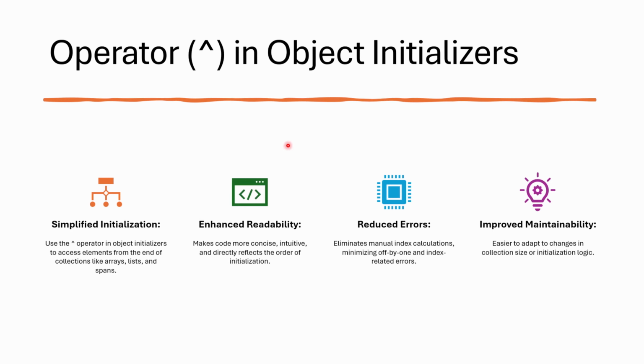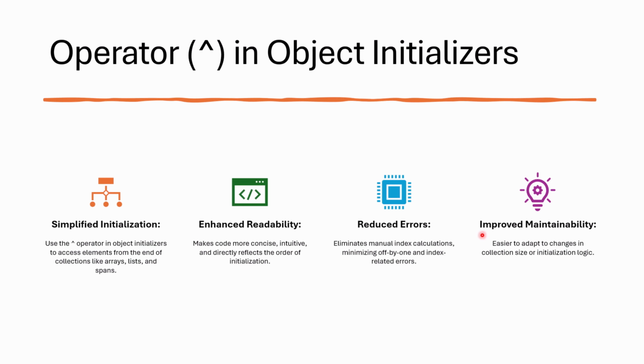Next, we talk about the XOR operator in object initializer. The XOR operator, also known as the from-the-end operator, lets you access collection elements from the end during initialization. This is a perfect scenario for reverse filling arrays, lists, or spans. It simplifies your code, making it more readable and easier to understand. Plus, it reduces the chance of index calculation errors. No more off-by-one mistakes. With this, your code becomes not only cleaner, but also more maintainable when adjusting collection size.